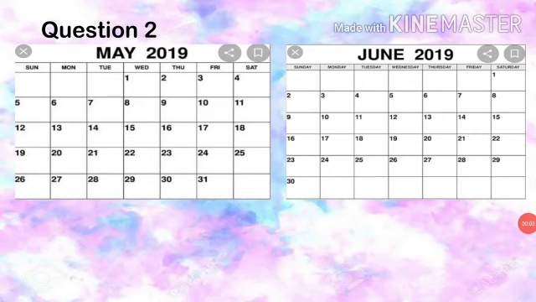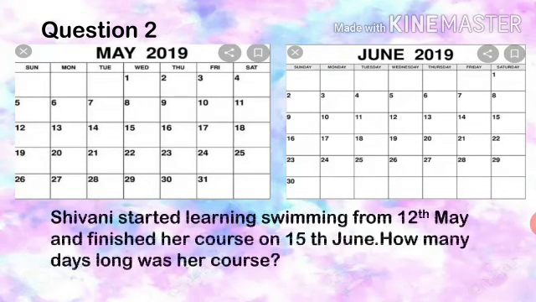Let's move to the second question here. Here the months May and June, 2 months were given. So let's see what is the question. Shivani started learning swimming from 12th May and finished her course on 15th June. So how many days long was her course? So here she started in the month of May and finished in the month of June. So you want to find out the duration between both the days.